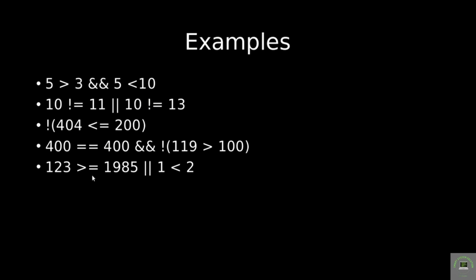Now we have 123 greater than or equal to 1985 or 1 less than 2. 123 is neither greater than 1985 nor equal to 1985. Therefore, the expression on the left simplifies to false. On the right, 1 is less than 2, which is true. According to OR, if at least one of the operands is true, it would simplify to true. False or true simplifies to true.